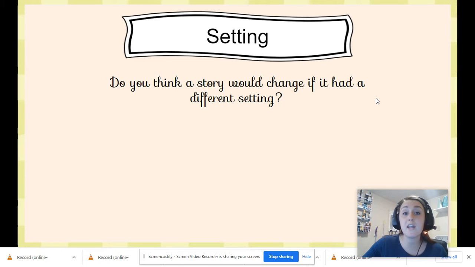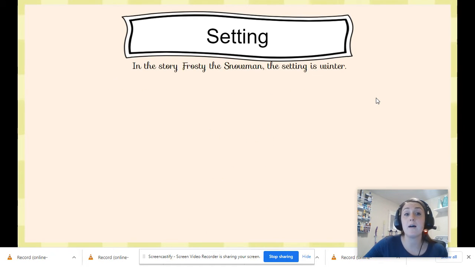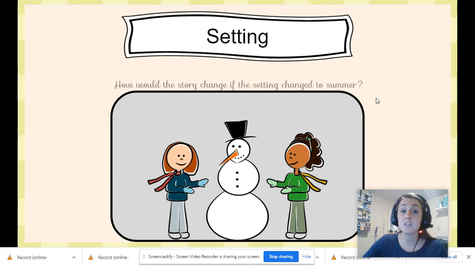So, setting. Do you think a story would change if it had a different setting? Yes, it definitely changes the outcome of the story. That's why it is so important. The setting can be important to a story. So, like if you look at the story Frosty the Snowman, the setting is obviously winter, that time of the year. So, winter is important to the story because why? What do you see in this picture? Frosty is a snowman, and snow has to be in the winter.